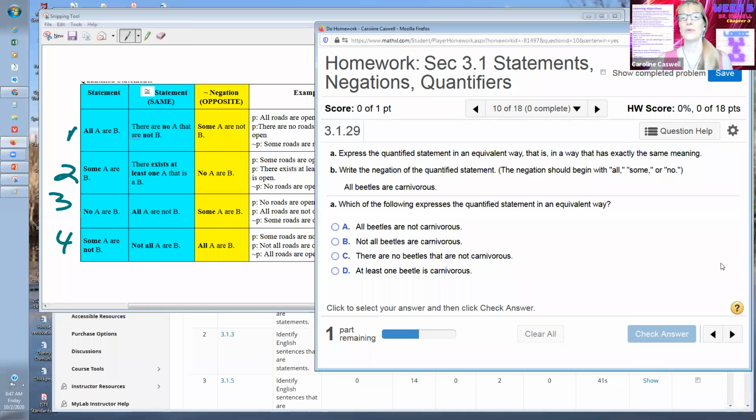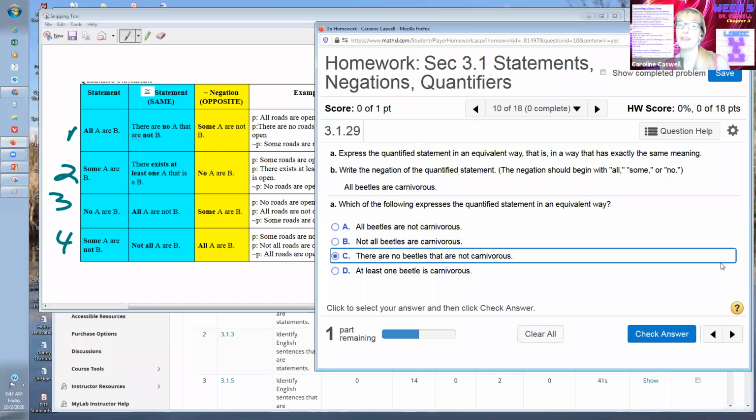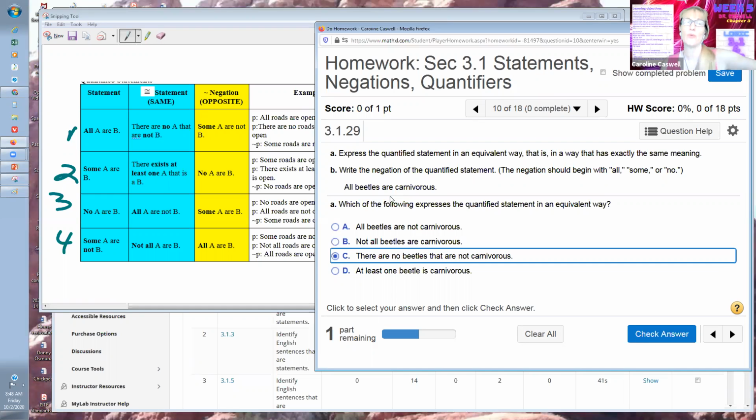Okay, so in this one, all bees are carnivorous. So are we looking at row 1, row 2, row 3, row 4? That's all you have to do. Oh, actually, I did not select that. It just is selecting it for me. Just forget that. So all bees are carnivorous? 1, 2, 3, or 4? Which row are we looking at?